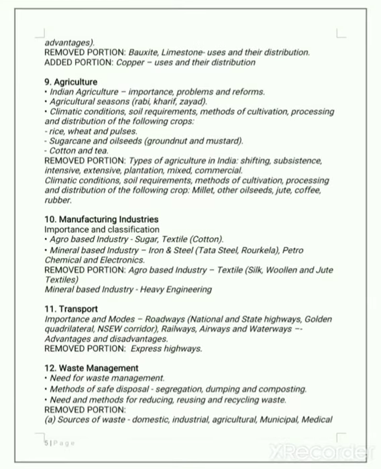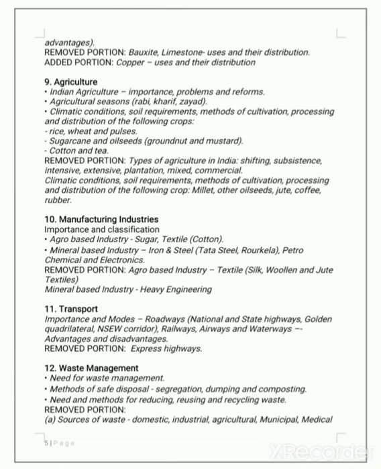The next chapter is agriculture. In this chapter you are supposed to study the importance, problems and reforms of Indian agriculture. You are also supposed to know the three agricultural seasons, Rabi, Kharif and Zaid season. You are also supposed to study the climatic conditions, soil requirements, methods of cultivation, processing and distribution of the crops such as rice, wheat and pulses, sugarcane and oilseed, cotton and tea.